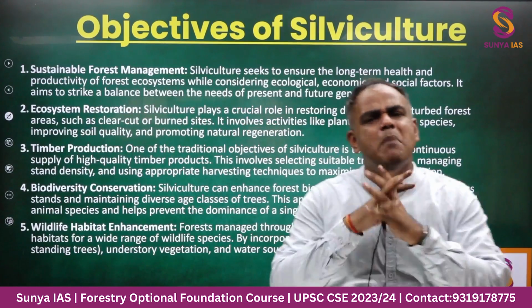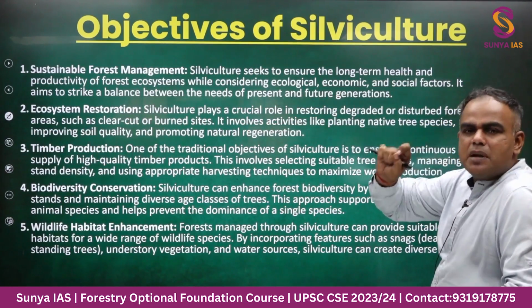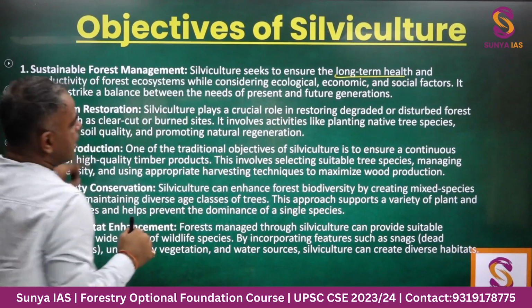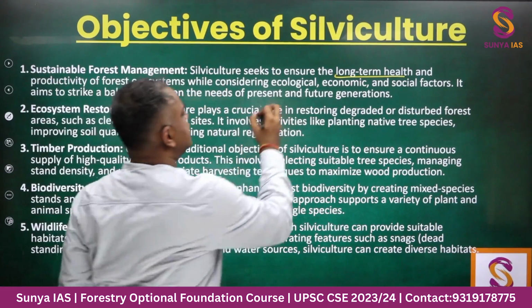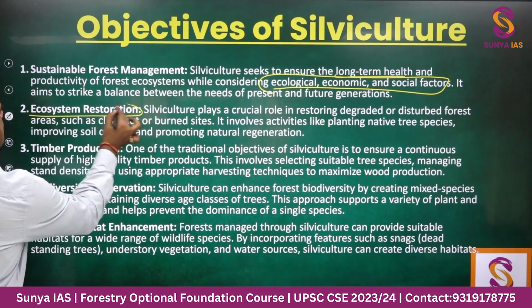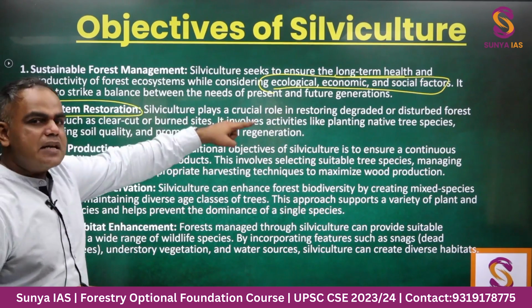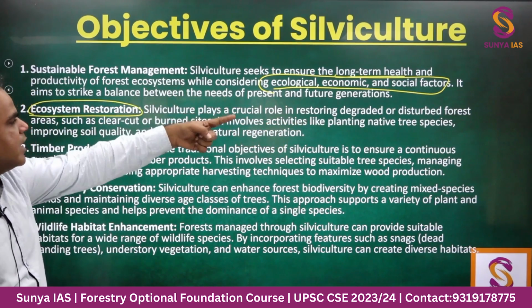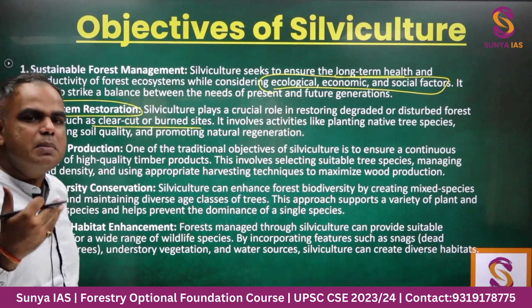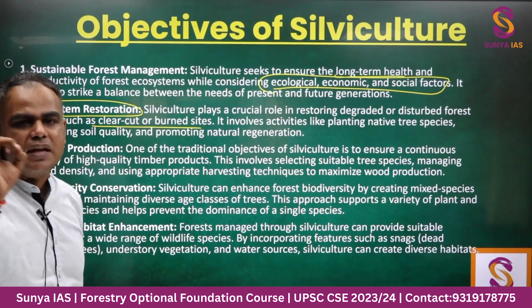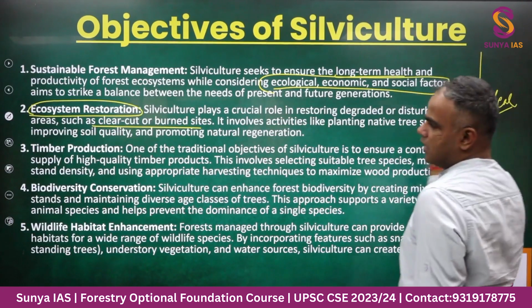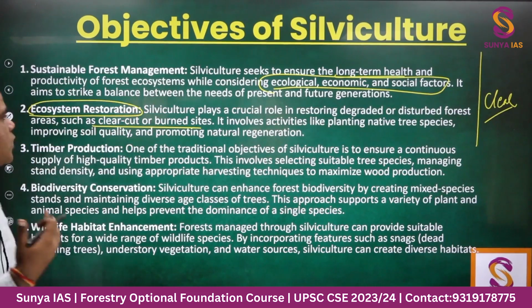Again, I have added many points here. Number one is sustainable forest management. So we talk about long-term health and productivity of our ecosystems. Again, ecological, economic, and social. Keep this definitely in your mind. Then ecosystem restoration. It plays a crucial role in restoring degraded or disturbed areas. For example, we will also see there are some silviculture practices that may not be that efficient. Let's say if I talk of clear felling system, in your notes, write down this term. This term will reappear again and again in silviculture systems, clear felling systems, and so on.